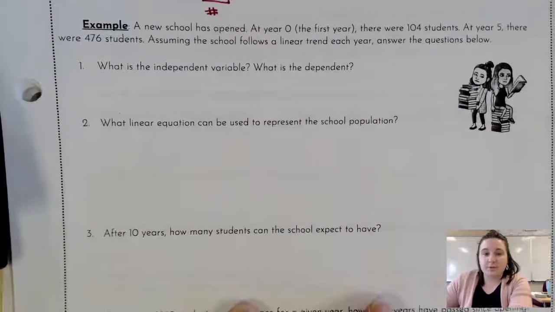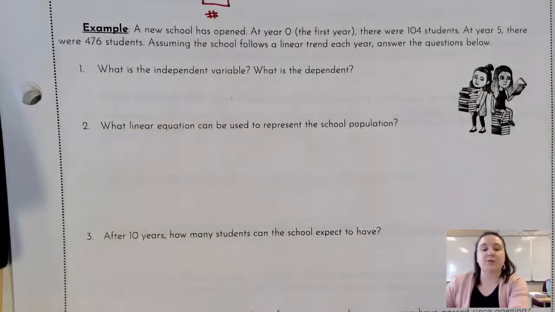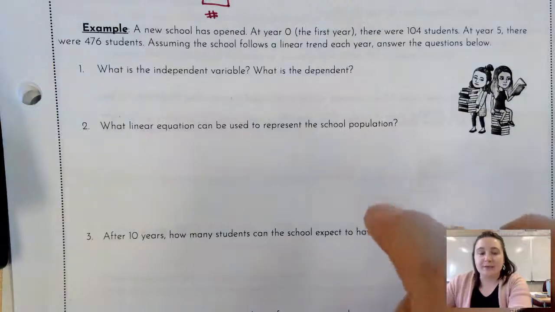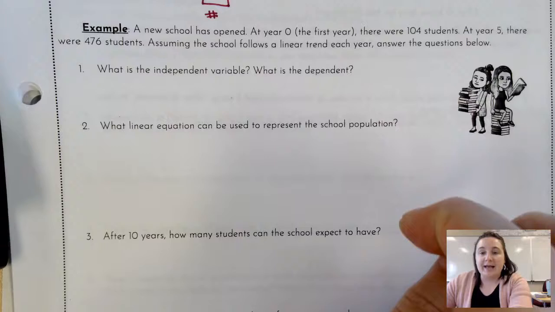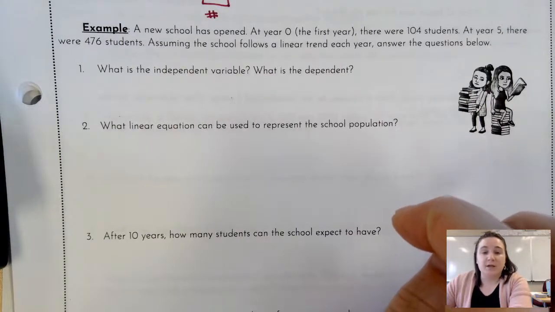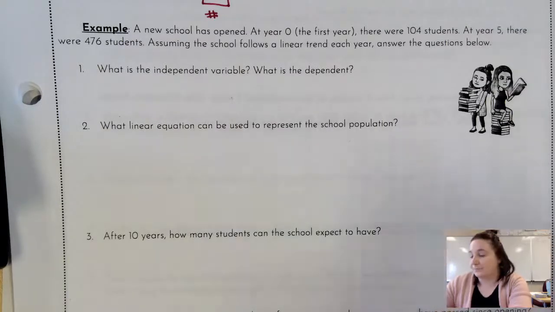And we're going to go through this example together. This kind of breaks it down step by step what you need to do. So this says a new school has opened. At year 0, the first year, there were 104 students. At year 5, there were 476 students. Assuming the school follows a linear trend each year, answer the questions below.